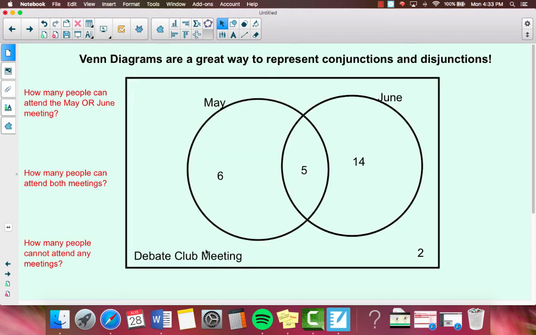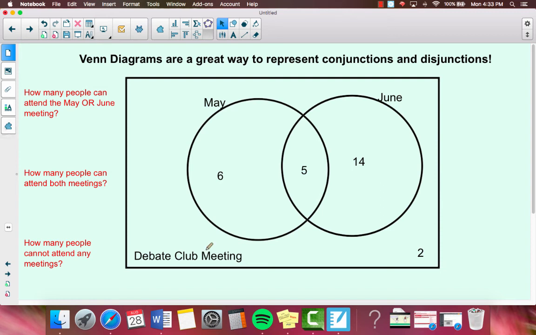And then the last thing we're going to talk about, which will hopefully be the most familiar, is our Venn diagram. So I just went through one example here where we're showing a bunch of data in a picture. Venn diagrams are a great way to represent "and" or "or" statements, or conjunctions and disjunctions. So what you'll see on your assignment is a Venn diagram, and they'll ask questions about the Venn diagram, and you just have to know where to get your numbers.